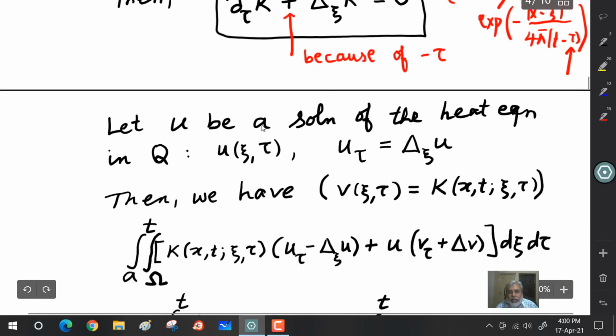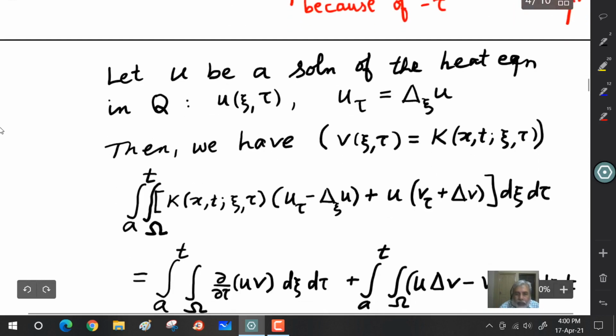And now let u be a solution of the heat equation. So I take that again as a function of xi and tau, u_tau equal to the Laplacian with respect to the xi variables. So that is the restriction of the variables, and again we restrict to tau less than t.